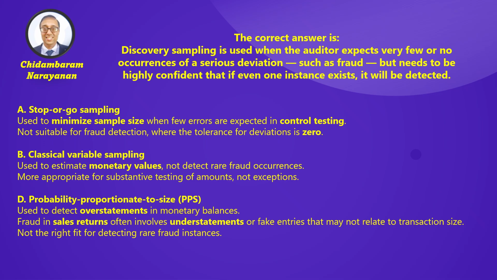And why are the others wrong? Well, stop or go is used for reducing the sample size in control testing, and it's not appropriate for fraud typically, especially when the risk is high. Classical variable, on the other hand, is used for monetary valuation or estimation, and it is not for spotting irregularities. Again, this is the wrong option. And PPS sampling detects overstatements and is size weighted, and hence it is again not relevant for fraud.